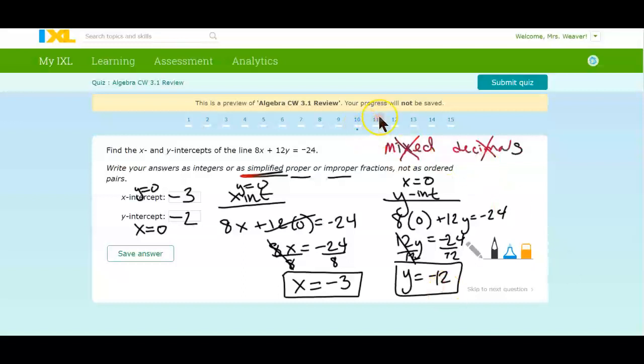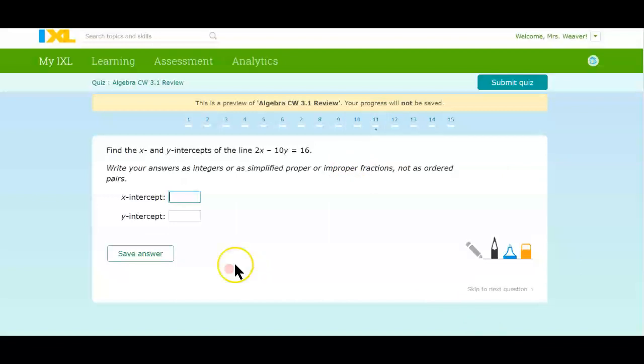Okay, we're going to move on to number 11. Same as last, except now we're going to see some of these fractional answers here. Go ahead and try this. I'm going to write the answers in so you can check to see if you got them correct. And then I'll show you the steps so you can error analysis your work.